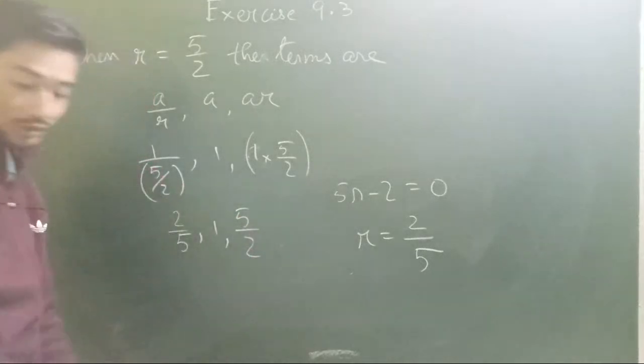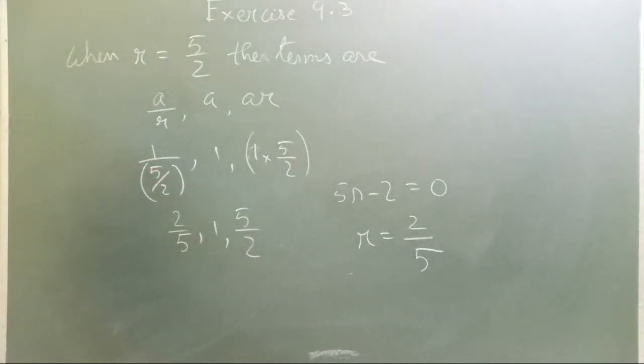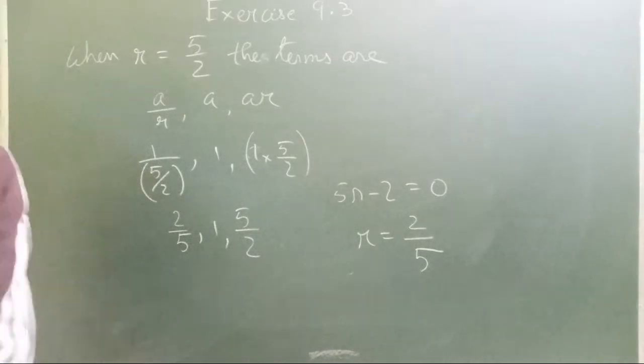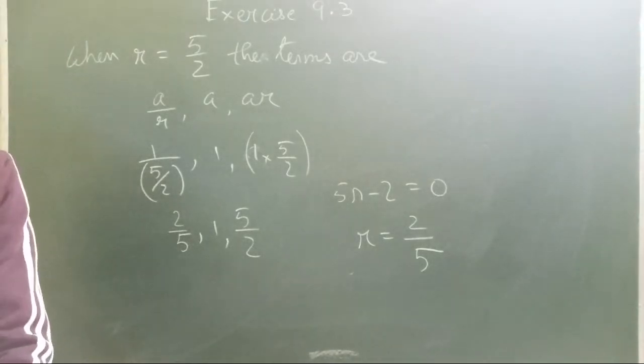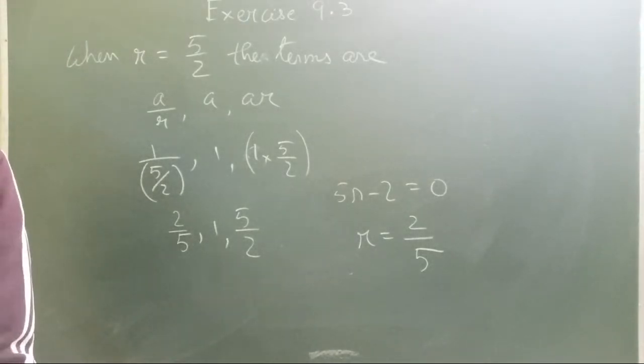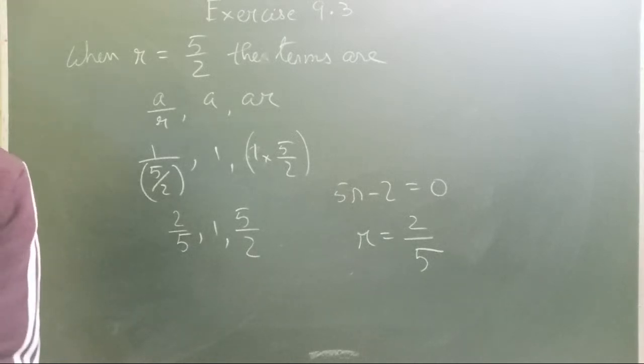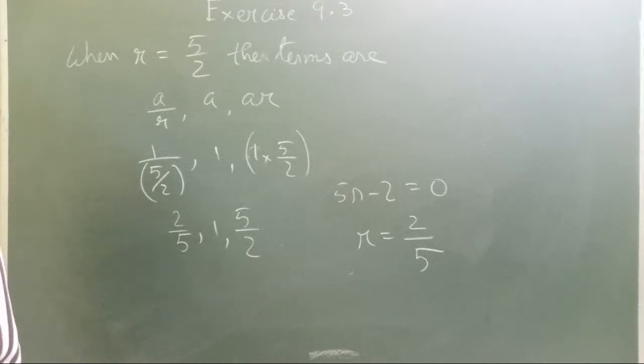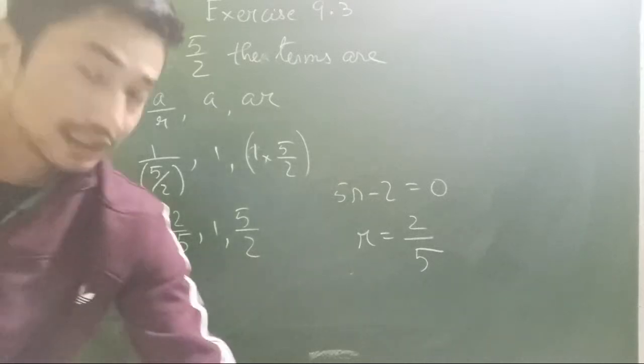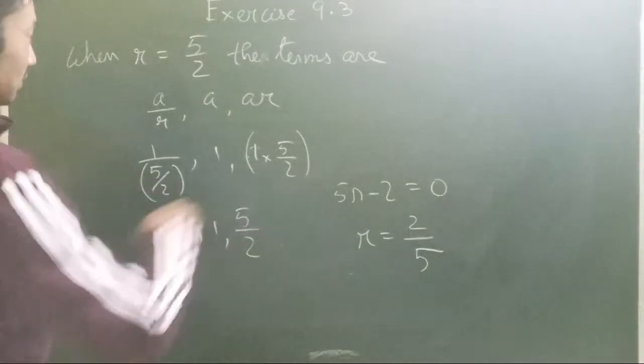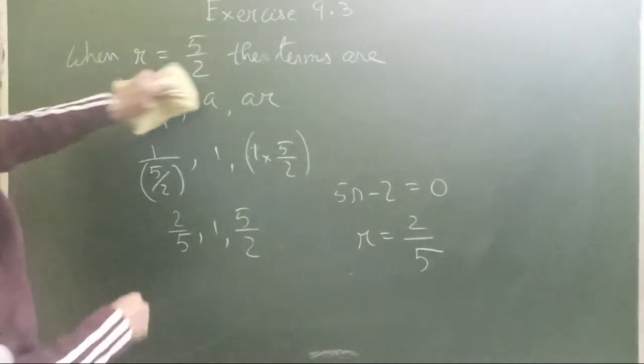So when the common ratio value is 5 by 2, the three terms in GP are 2 by 5, 1, 5 by 2. Done. We'll go to the next one. The next values again: 2 by 5, 1, 5 by 2. That's the first part. Again, we have another value of r, that is, when r is equal to 2 by 5.